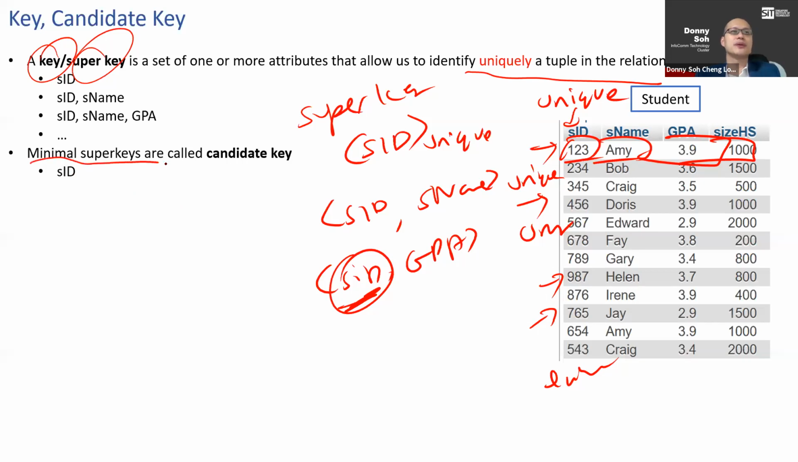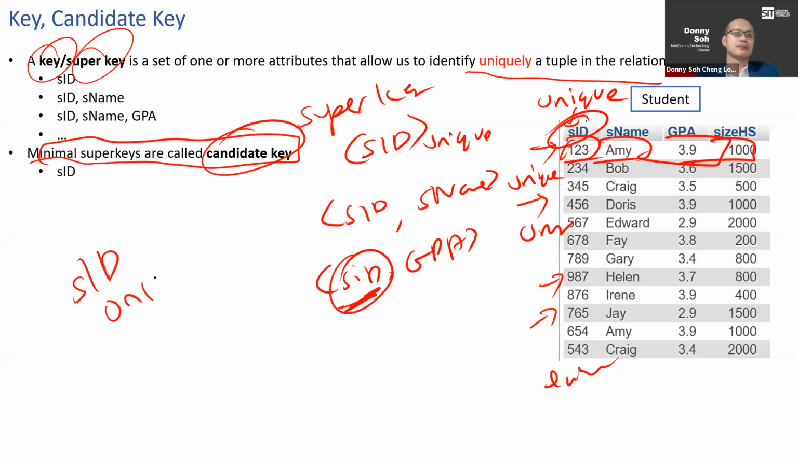And minimal super keys are called candidate keys. In this case, the candidate key is only SID, because SID is the only unique attribute in this entire table. Okay. Any questions on this? Okay.